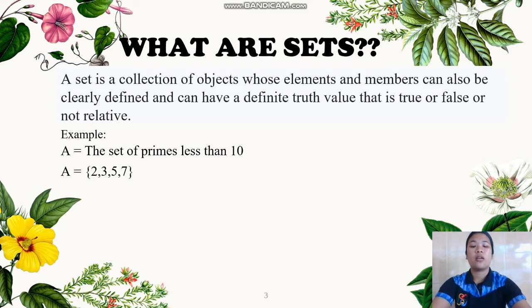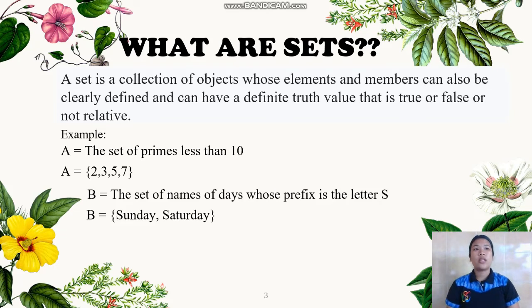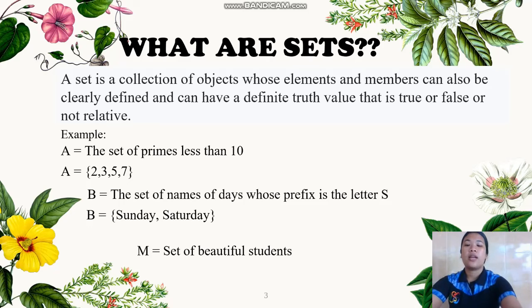Okay, the next example, B. B equals the set of names of days whose prefix is the letter S. So what are the days that start with the letter S? Yes, that's right. There are Saturday and Sunday. I'm sorry, Sunday and Saturday.